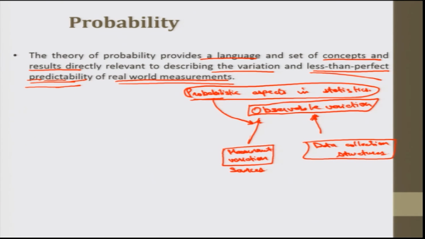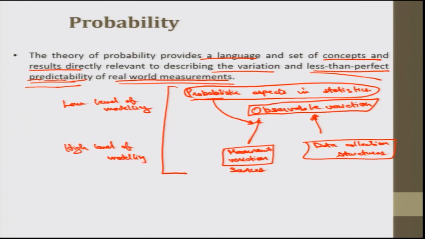Then we can divide the measurement into two parts: low level of modeling and high level of modeling. The low level modeling is computed. The computed data is actually the computed measurements.